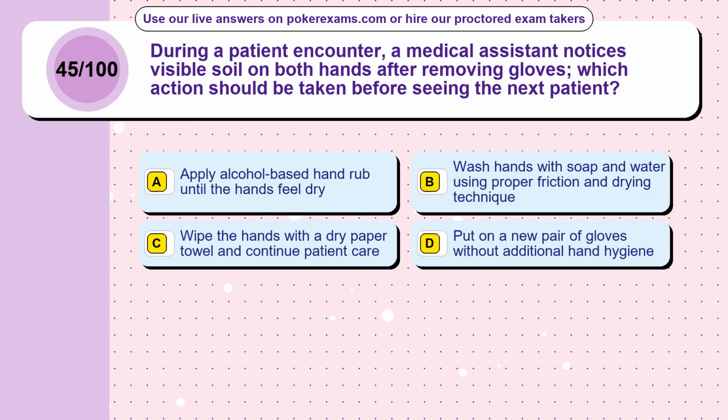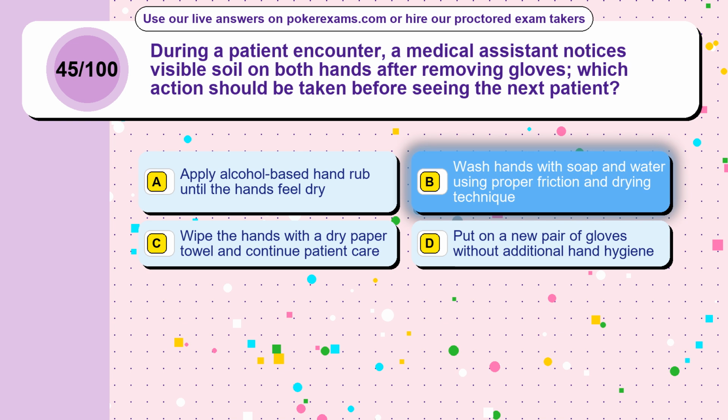Question 45. During a patient encounter, a medical assistant notices visible soil on both hands after removing gloves. Which action should be taken before seeing the next patient? Option A. Apply alcohol-based hand rub until the hands feel dry. Option B. Wash hands with soap and water using proper friction and drying technique. Option C. Wipe the hands with a dry paper towel and continue patient care. Option D. Put on a new pair of gloves without additional hand hygiene.